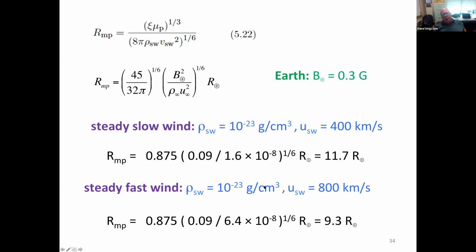And if you're in fast solar wind, and we use the same density, it really shouldn't be the same density, but let's just use the same density. It comes in just a little bit. I've doubled the solar wind speed, but you notice it goes to the minus 1/3 power of the solar wind speed. So that brings it into about 9.